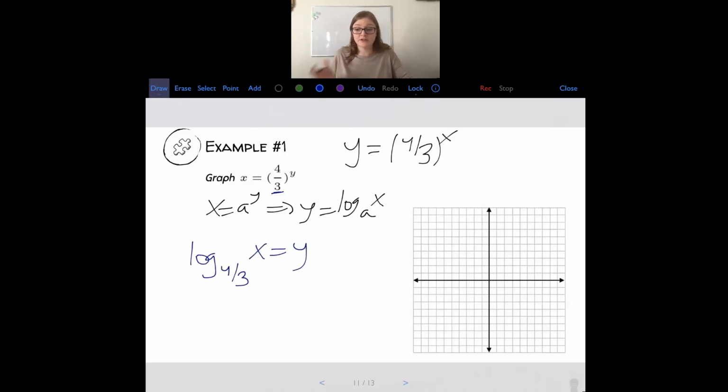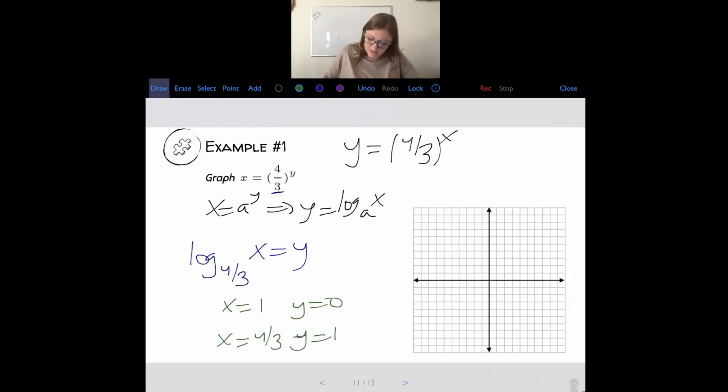And now we have a function that we've just talked about graphing, to where we can plug in x is equal to 1, which gives us y is 0. And if we plug in x is equal to 4/3, we get y is 1. Okay, so we have 1, 0, and 4/3 is a little over 1, maybe something like this, with our vertical asymptote still at x equals 0.